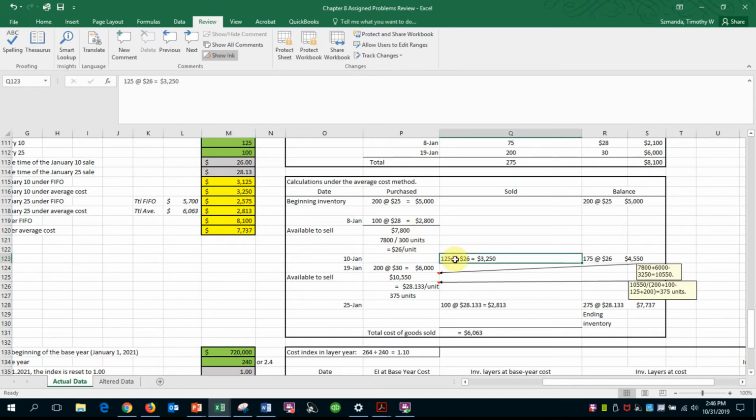So in this case, we sold 125 units on January 10th. So what's the cost of each of those units under the average method? Well, we're going to take the $5,000 value we had plus the $2,800 additional value from the purchase, and that's going to give us $7,800. We're going to take that $7,800 and divide it by the total number of units that are available, which in this case is 300. 200 plus 100. And that's going to give us our $26 per unit. That will be the cost of this sale.